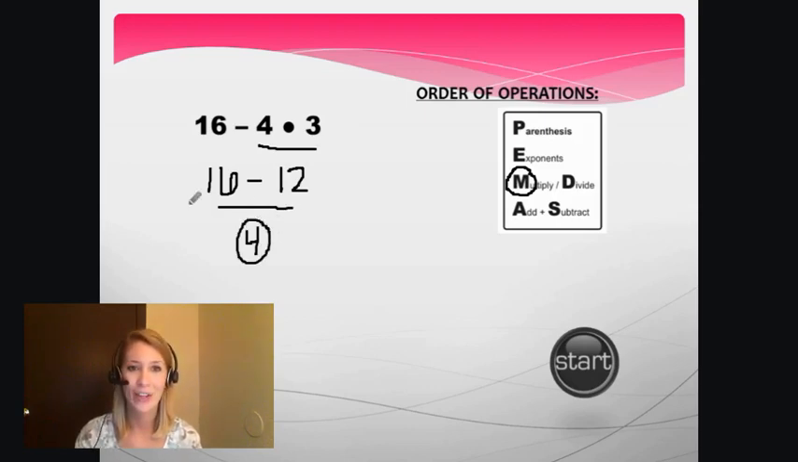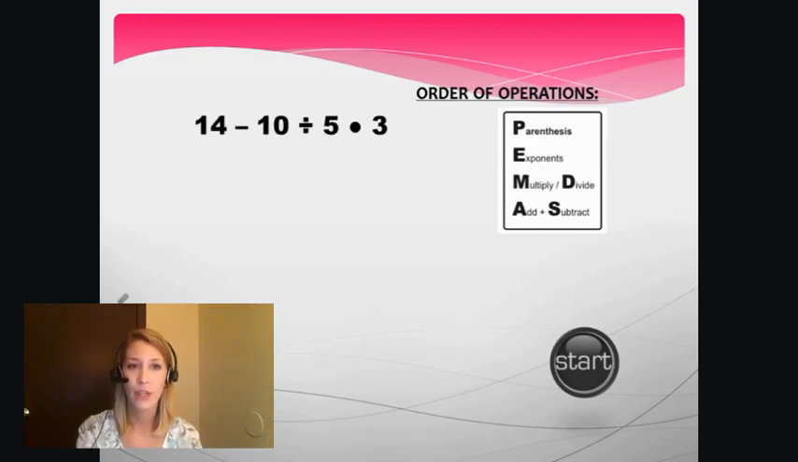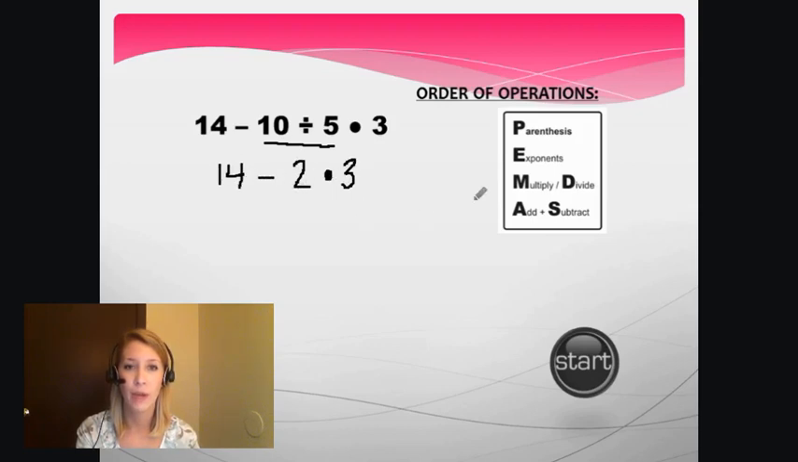Let's go ahead and take a look at a little bit more challenging example using the order of operations. Here we have subtraction, division, and multiplication present. According to the order of operations, we're going to use multiplication and division first. And working from left to right, we are going to simplify 10 divided by 5 first. In simplifying that, 10 divided into 5 parts equals 2. And I'm going to drop down the rest of my expression. So now I have 14 minus 2 times 3.